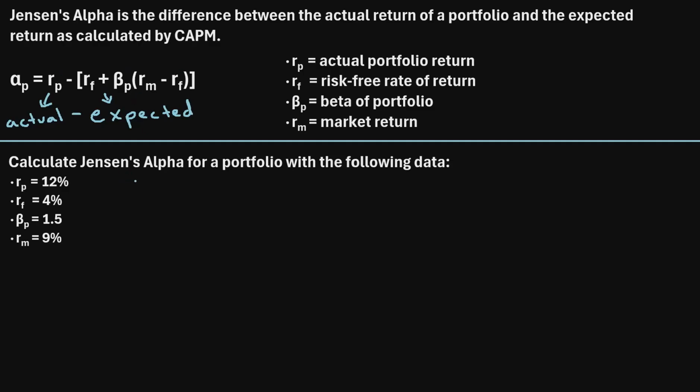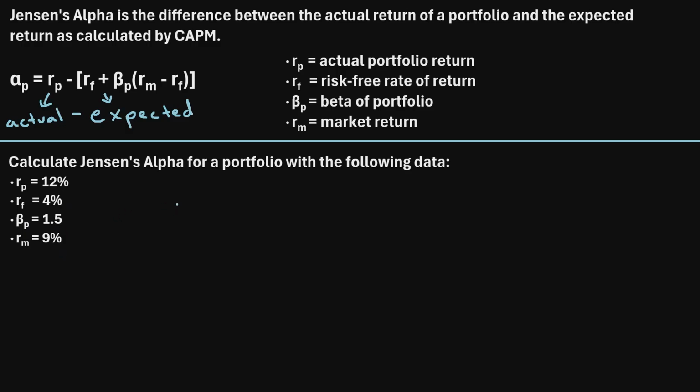This says calculate Jensen's alpha for a portfolio with the following data: a 12% actual portfolio return, a 4% risk-free rate of return, so that's what we would get if we invested in a risk-free investment, a portfolio beta of 1.5, and a market return of 9%.